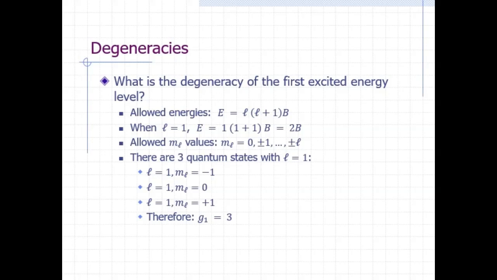When we say that g sub 1 is equal to 3, we mean that the degeneracy of the energy level associated with the quantum number L equals 1 is 3. In general, for a particle on a sphere, the degeneracy of the energy level associated with quantum number L is 2L plus 1. It's just the number of possible m sub L values for a given L value.